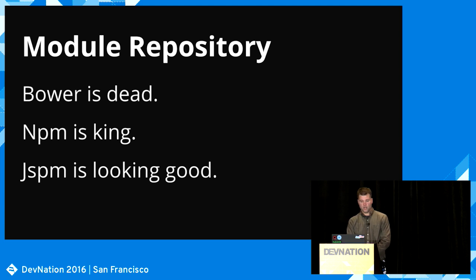Lastly, we want to talk about a repository for our modules. So we have a few options there as well. I'll just summarize it in my opinion. Bower is dead, NPM is king, and JSPM is looking kind of cool. We want to see what's coming there.